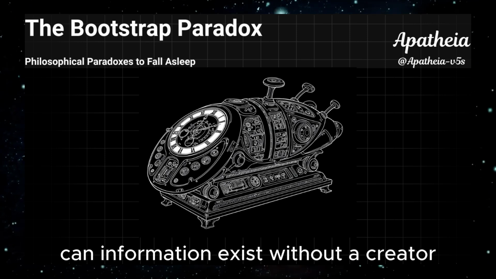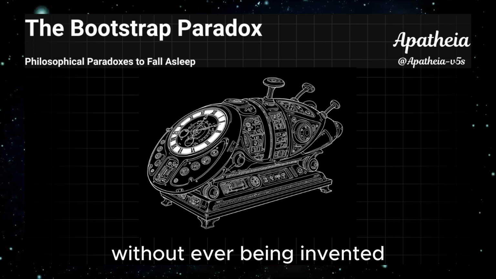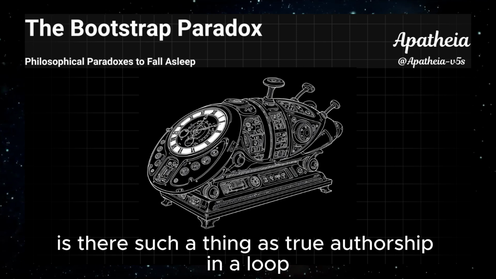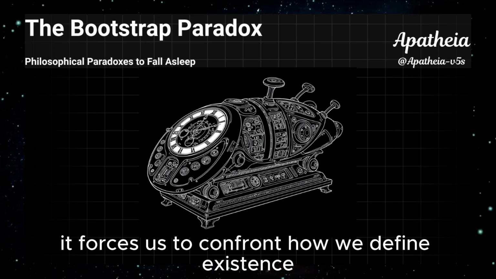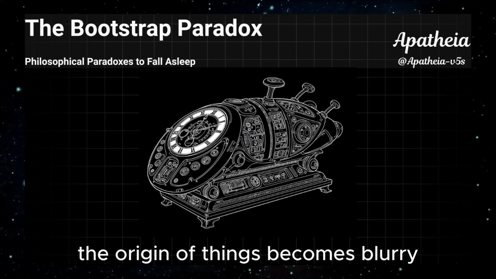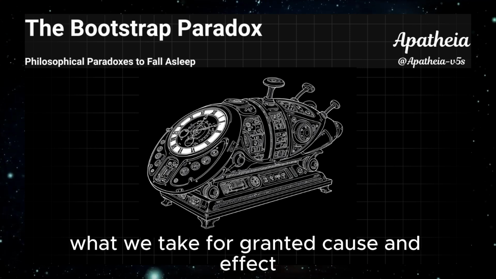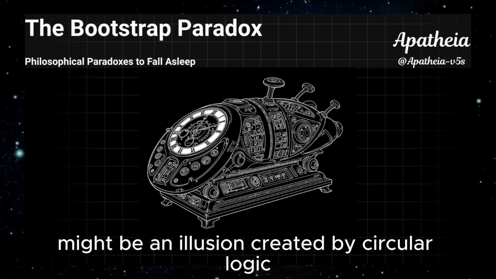Can information exist without a creator? Can knowledge be passed down forever without ever being invented? Is there such a thing as true authorship in a loop? It forces us to confront how we define existence. In a universe where time can loop, the origin of things becomes blurry. What we take for granted, cause and effect, progress and invention, might be an illusion created by circular logic.